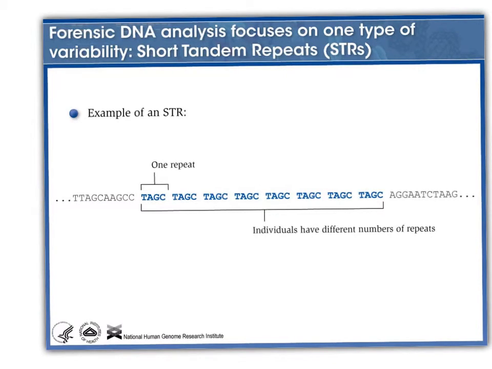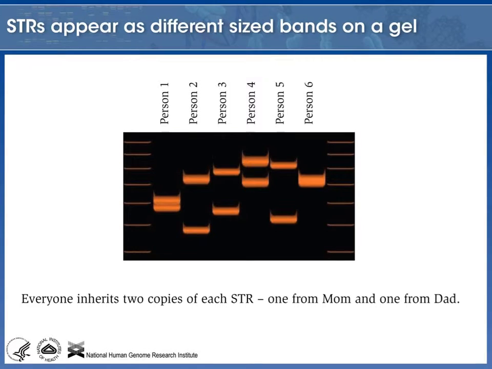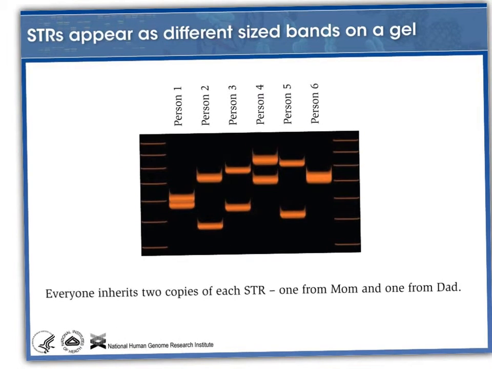So this is kind of like a DNA fingerprint. This is what's called a gel. And these different bands are different length repeats that have been cut with an enzyme. And we get two copies, one from mom and one from dad.